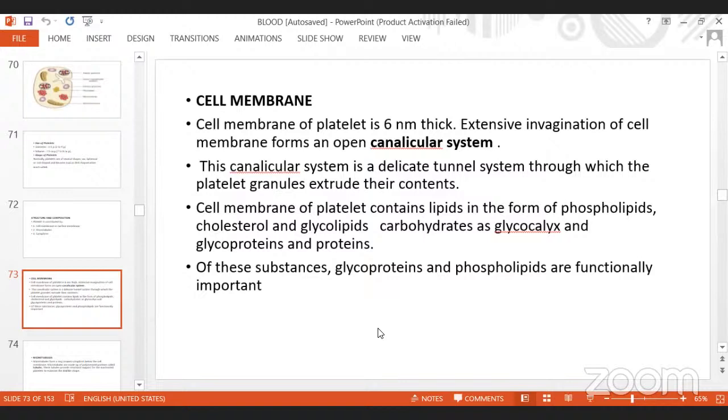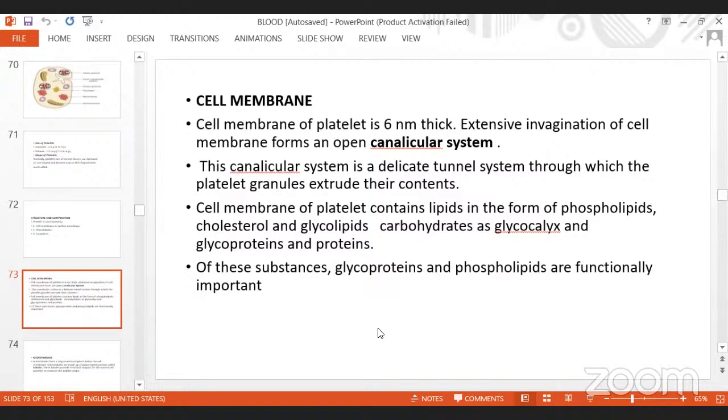The cell membrane also contains lipids in the form of phospholipid, cholesterol and glycolipid, carbohydrates as glycocalyx and glycoprotein, and proteins. The glycoprotein and phospholipids are more important. And the thing which we have to remember is the open canalicular system.